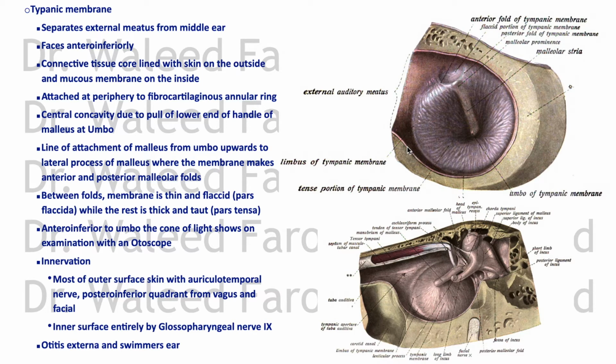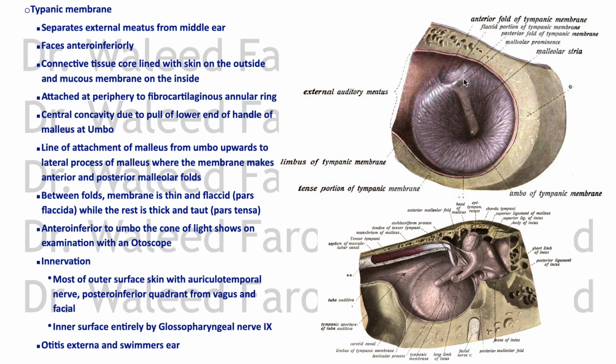Okay, when you take a look at it, it's concave, so something must be pulling on it from the inside, which is the handle of the malleus. The tip of the handle of the malleus produces what's called the umbo, which is the peak of the concavity of the tympanic membrane. If you go up with the handle of the malleus, the membrane is attached along the handle until you reach the lateral process of the malleus.